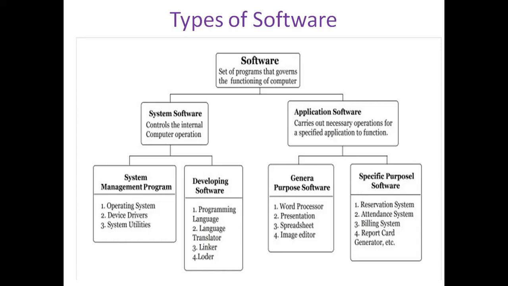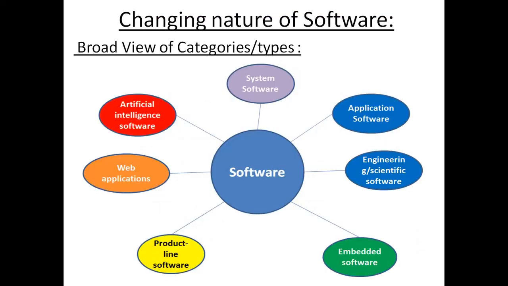But nowadays there are more and more types of software. So let's see which are there. This is the broad view category of the types of software nowadays. It includes obviously system software and application software, and the other domains included are engineering or scientific software, embedded software, product line software, web application, artificial intelligence software, and there is one more, that is open source software.